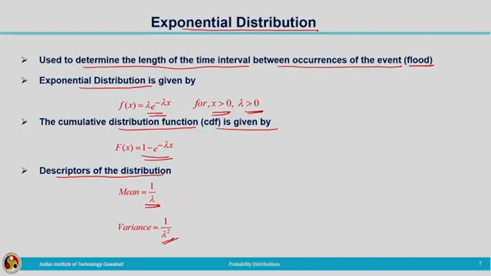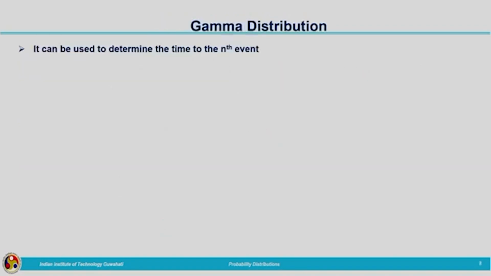Now, coming to the next probability density function corresponding to continuous random variable, that is gamma distribution. Gamma distribution can be used to determine the time to the nth event. So many events are occurring, independent events. So, time to the nth event can be obtained by making use of gamma distribution.